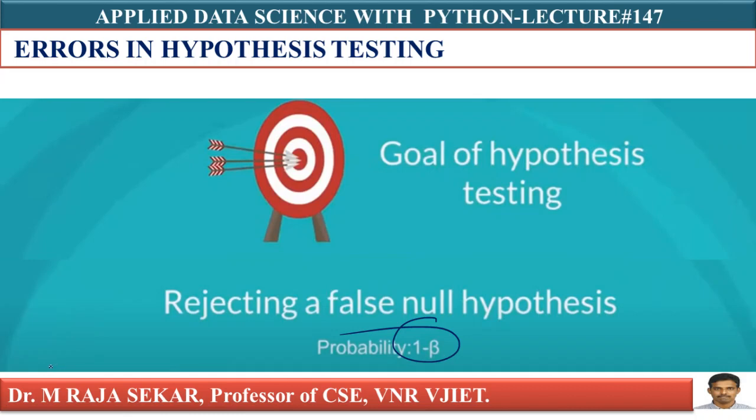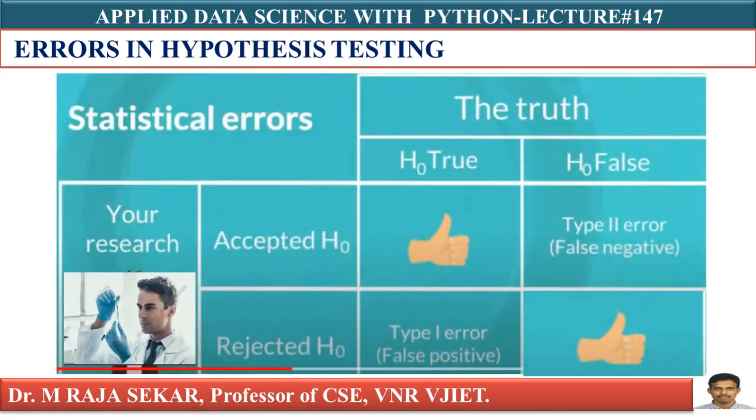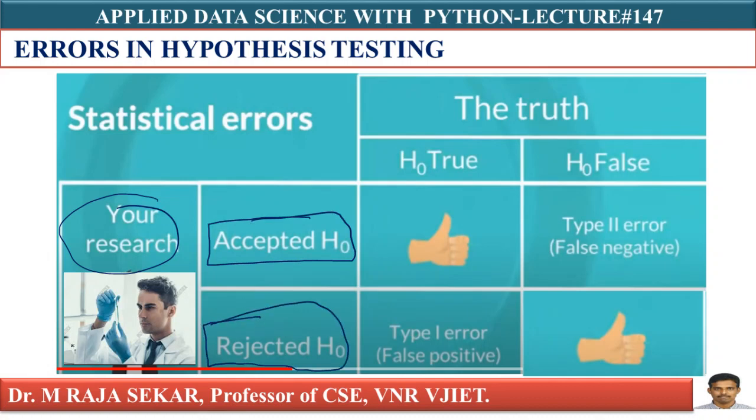This is a common table statisticians use to summarize types of errors. It is a simple table. Let us say you are a researcher. You can make two types of conclusions about the null hypothesis: you may accept it or you may reject it. If you accept the null hypothesis, there may be two possibilities. This is the truth: your null hypothesis may be true, or may not be true.